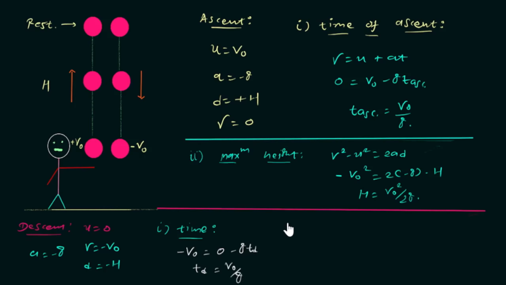And our second parameter is going to be height again. So height is going to be the same as earlier, so we don't need to find this particular thing. Now let us find the velocity at the bottom, which is going to be always minus v naught. So that's all for ascent and descent.